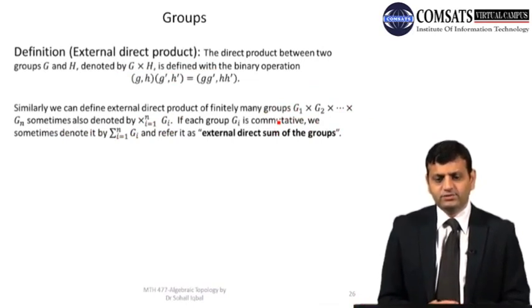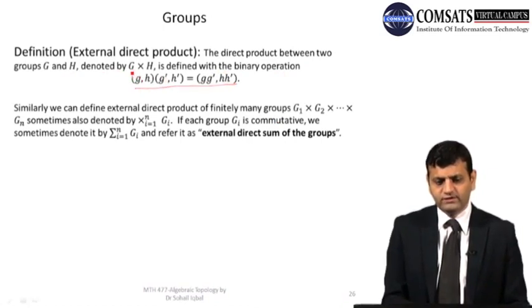We can multiply two different groups to get another group. This procedure of multiplying two groups to get another group is called external direct product. The direct product between two groups G and H, denoted by G cross H, is defined with the binary operation of point-wise multiplication. We have seen what is the cross product of two sets. We know what G cross H is because G is a set under some conditions and H is also a set under some conditions. So we can take the cross product of these two sets as well. G cross H contains ordered pairs. So GH is one ordered pair, G prime H prime is another ordered pair.